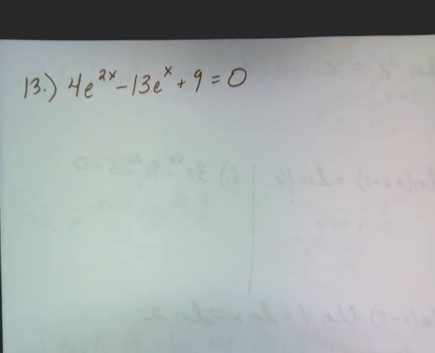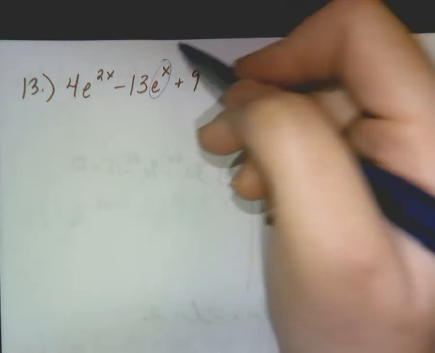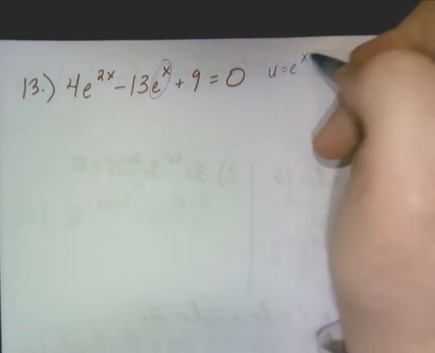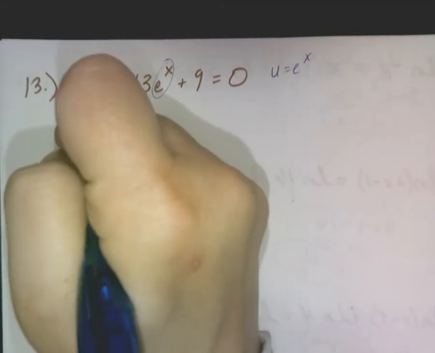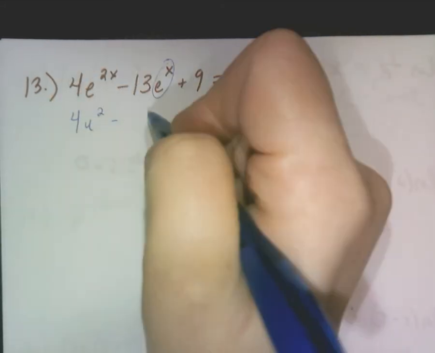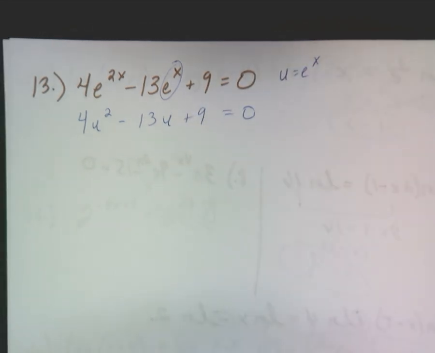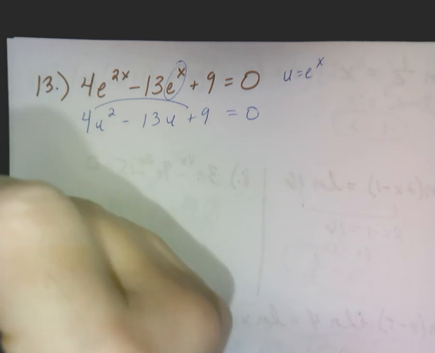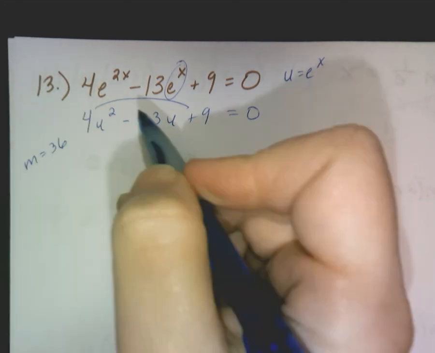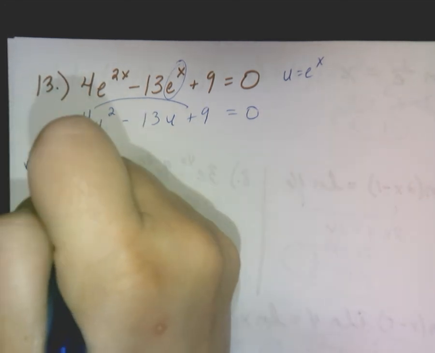13. I gave it its own sheet here. So 13, similar to number 11. So my u is going to be e to the x. So this would be 4u squared minus 13u plus 9 equals 0. Got to figure out what multiplies to 36, but adds to a negative 13.